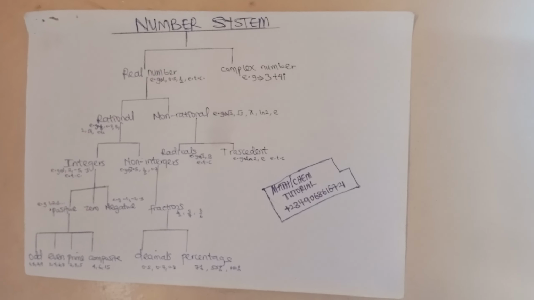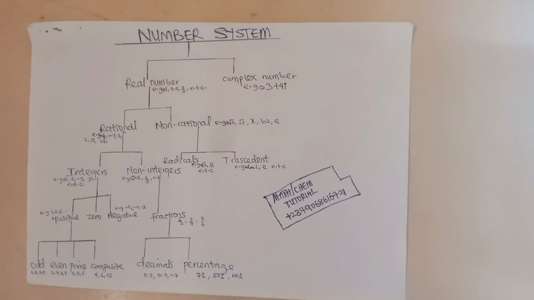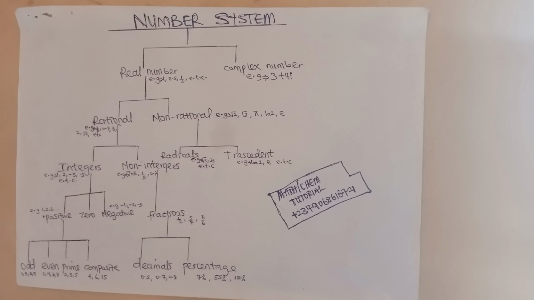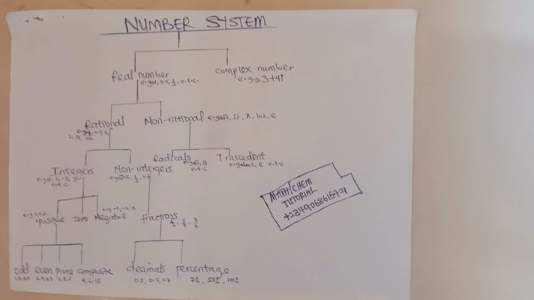A decimal. Now, what of non-integer? Non-integer is now fraction and decimal. Non-integer is now fraction and what? And decimal. Now, let's move to the non-rational as well.